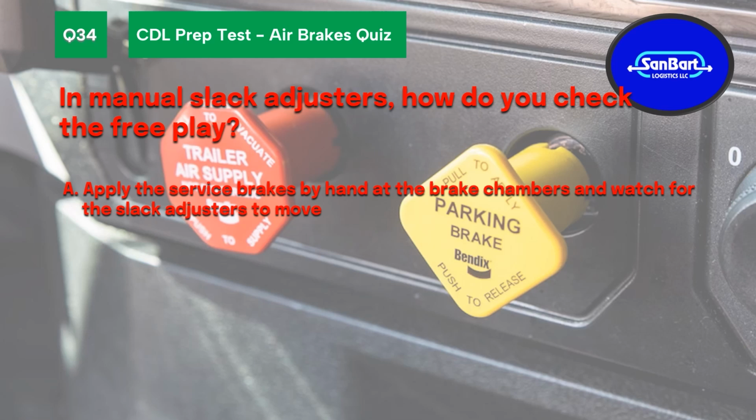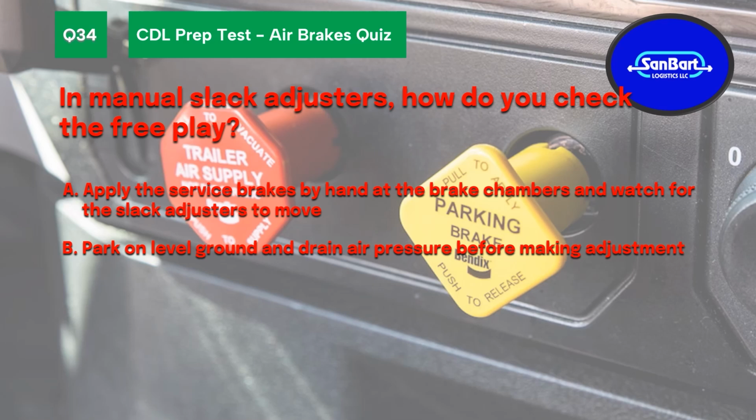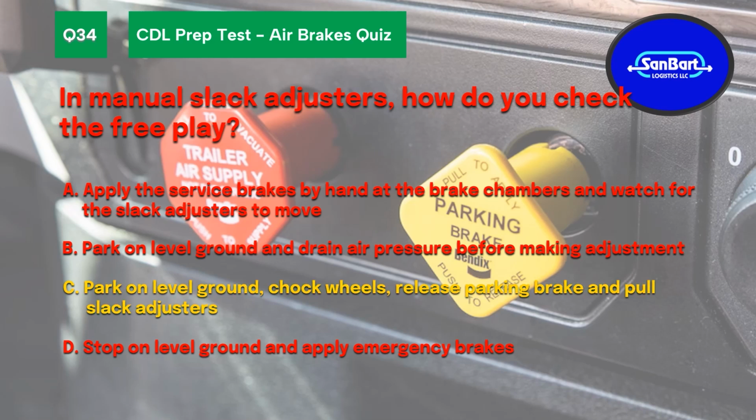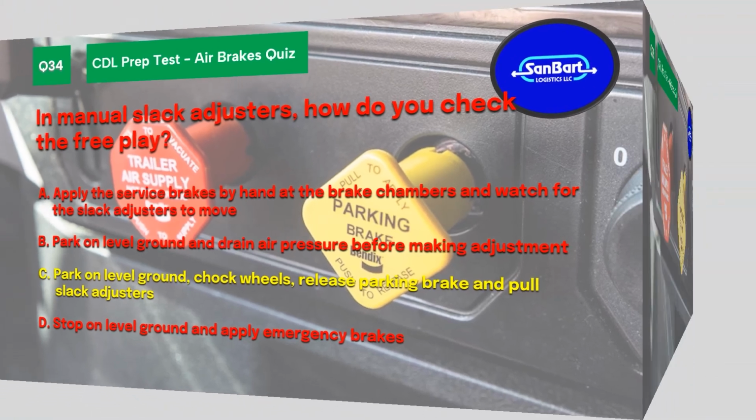A. Apply the service brakes by hand at the brake chambers and watch for the slack adjusters to move. B. Park on level ground and drain air pressure before making adjustment. C. Park on level ground, chock wheels, release parking brake and pull slack adjusters. D. Stop on level ground and apply emergency brakes. The correct answer is C. Park on level ground, chock wheels, release parking brake and pull slack adjusters.